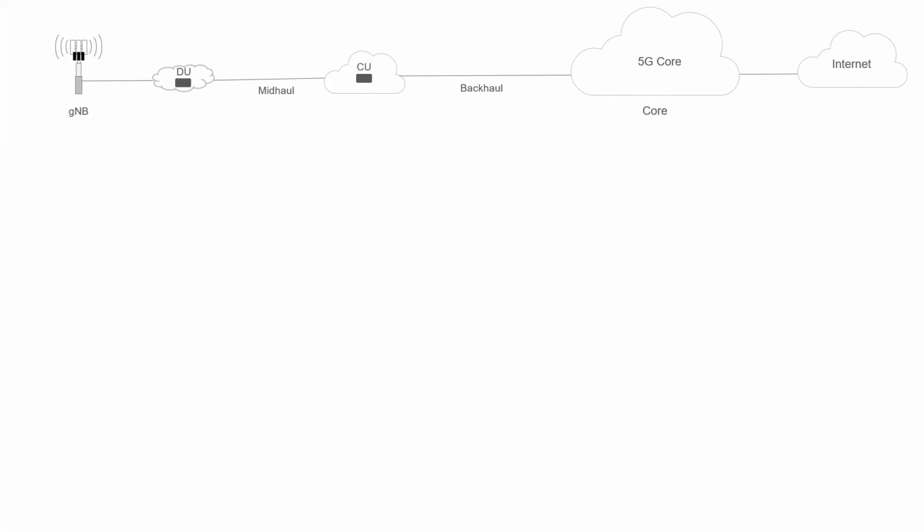So again, from your RRU towards your DU is known as the fronthaul network. From the DU towards your CU is known as your midhaul network, and from the CU towards the 5G core is your backhaul network, right? So you basically use an eCPRI protocol here.